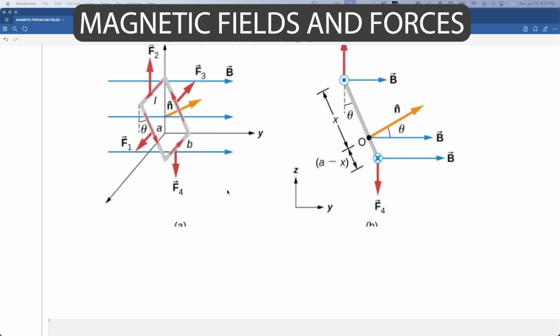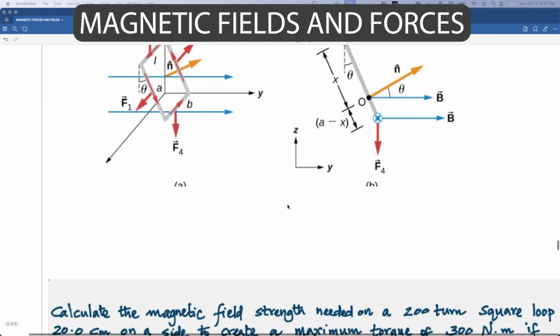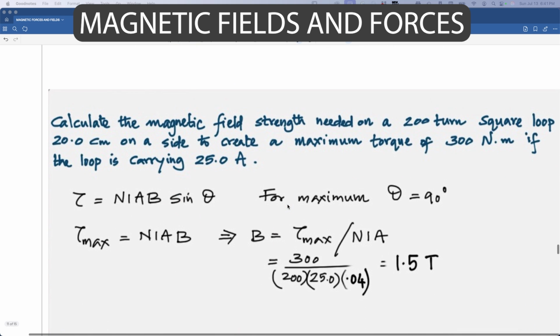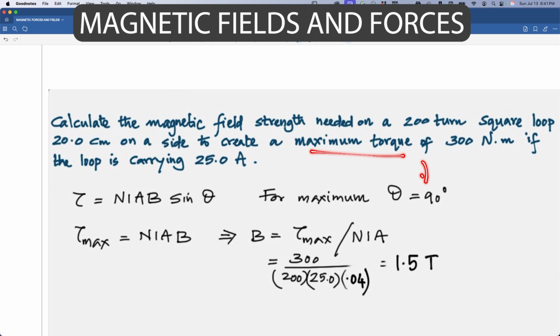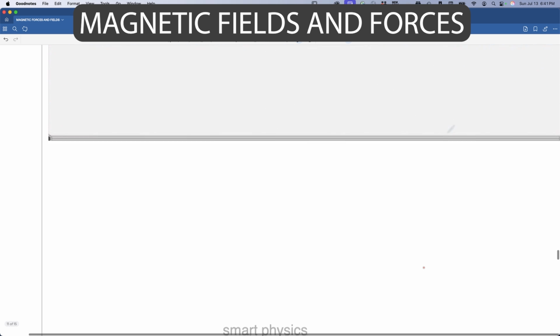Now, these diagrams just show what I was explaining before, that the torque acts in opposite directions and creates rotation. And this question is once again similar, so I'm not going to take time to read all that. It's just an application of that formula. Torque is NIAB sine theta. And if it says maximum torque, automatically theta is 90, so you get the magnetic field. Okay, you can pause and take time to look at it if need be, but otherwise I've got to be moving on.